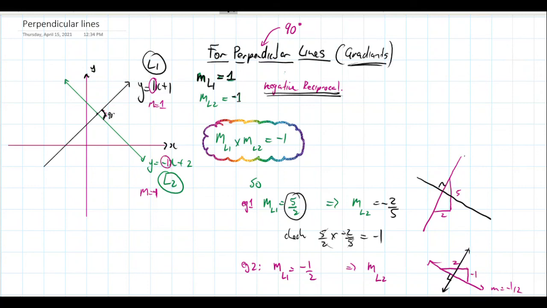So I look at this fractional gradient, I flip the fraction so it becomes 2 over 1, and then I change the sign, so a negative becomes a positive. So positive 2 over 1 can just be written as positive 2. Again, I can always check and ensure that when I multiply them together, I have a product of minus 1. So minus a half times 2 does in fact give us a product of minus 1.